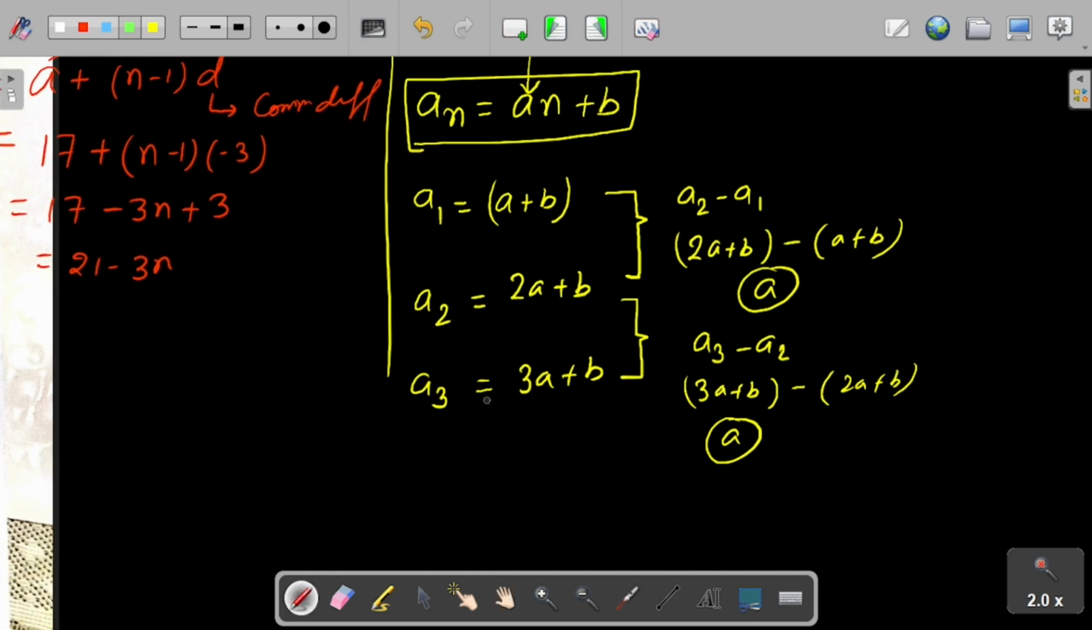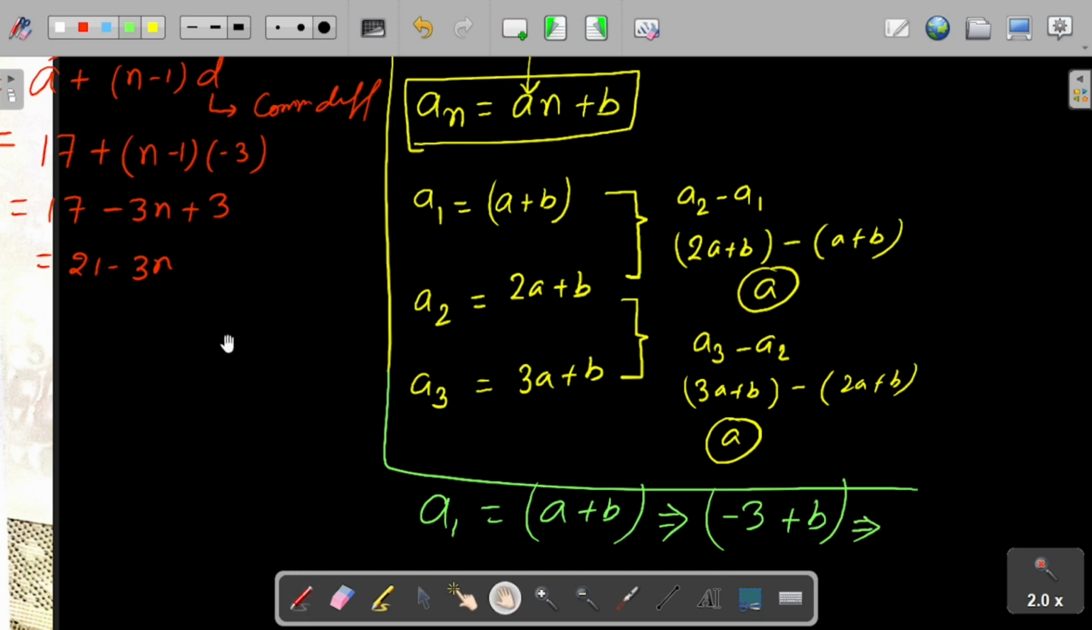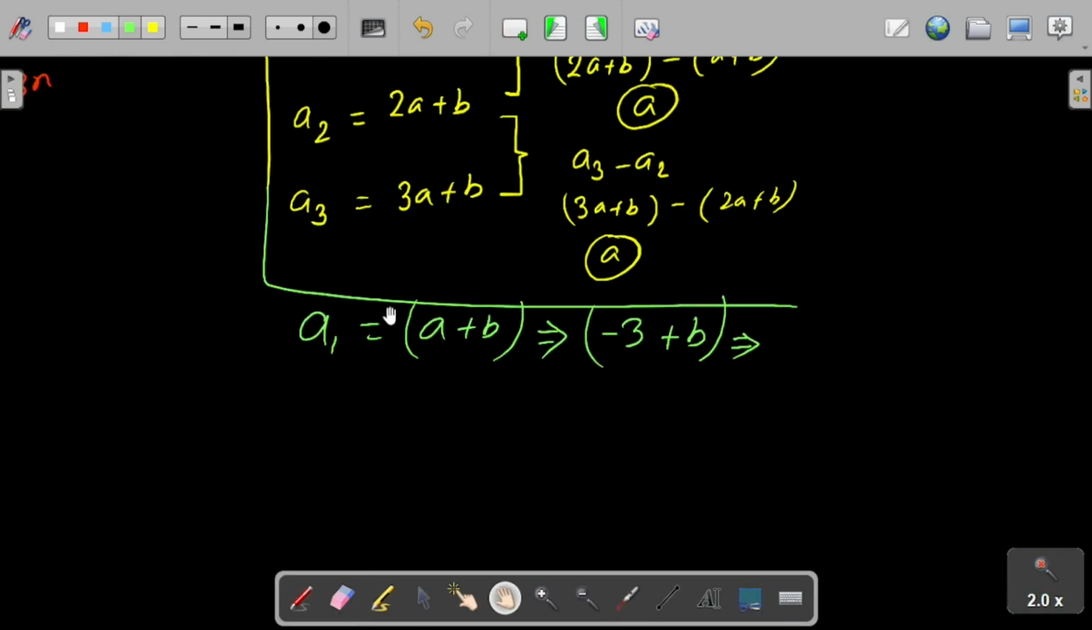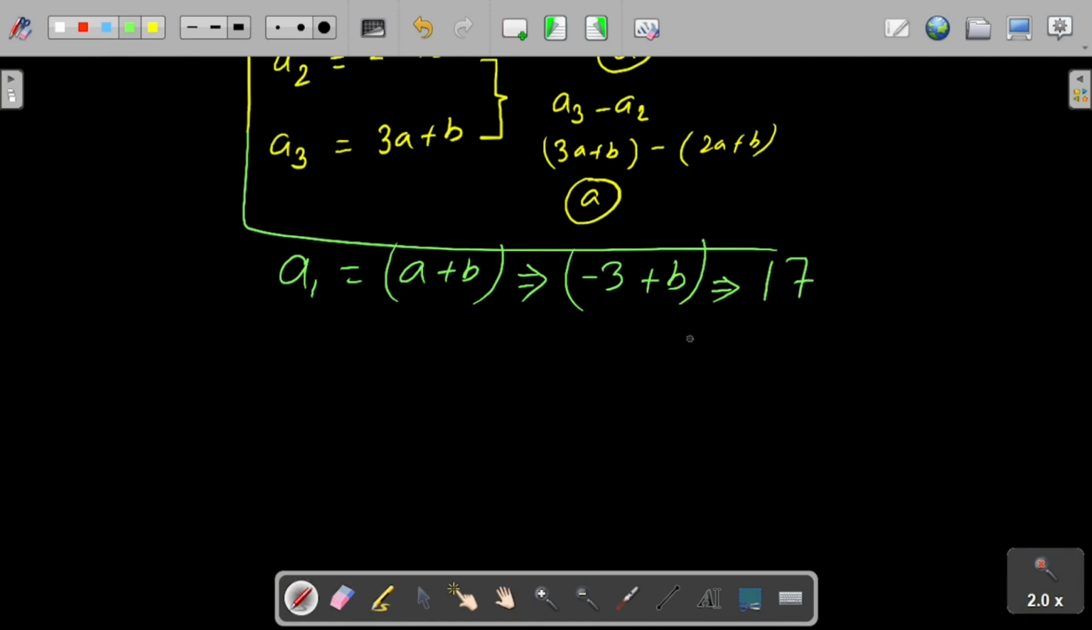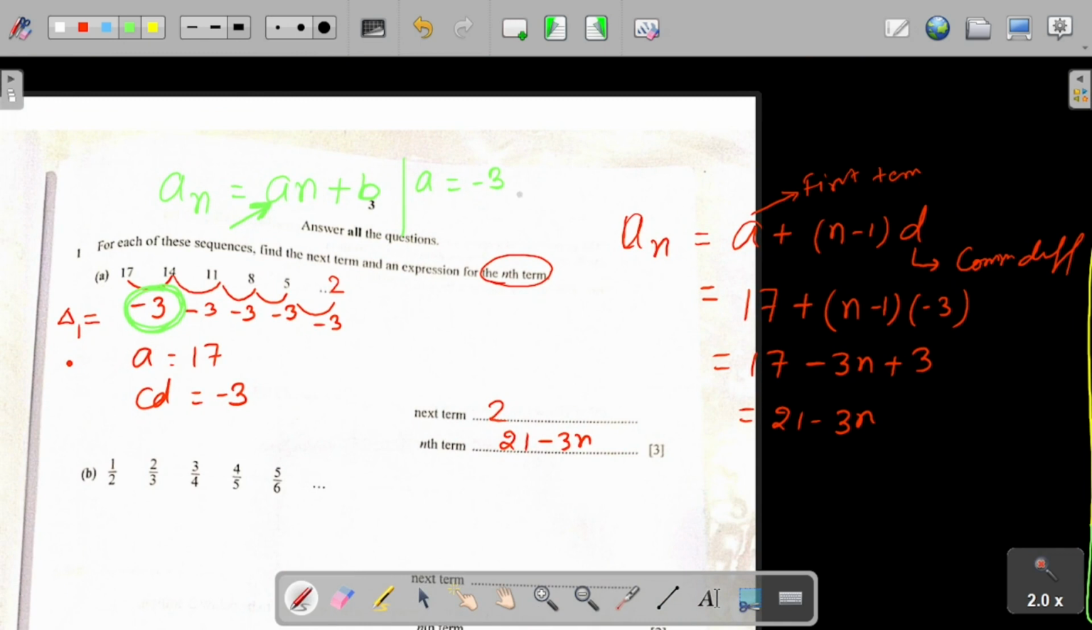How do we get the b? See, for the first term expression, just equate this. You know the first term is a plus b. I know the value of a, that is negative 3, plus b. This is my first term, and according to the question, the first term is 17, so just equate it to 17. So from here b is equal to what? 17 plus 3, so b is equal to 20. So you get minus 3n plus 20.